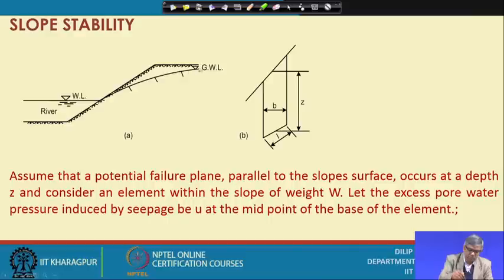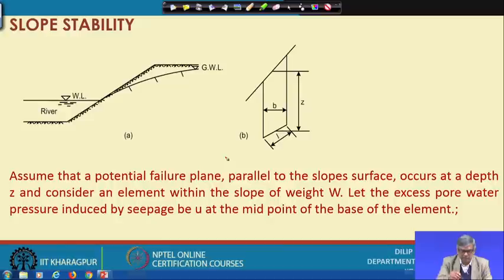So, if that happens, that is the diagram actually. This is the flow line, and then I can draw the equipotential line like this, and typically I can take one slice. The geometry of the slice is shown here, and based on this we can do some analysis. You can see the potential failure plane. This is the potential failure plane. Suppose this is the angle beta, and this failure plane is parallel to the slope surface.